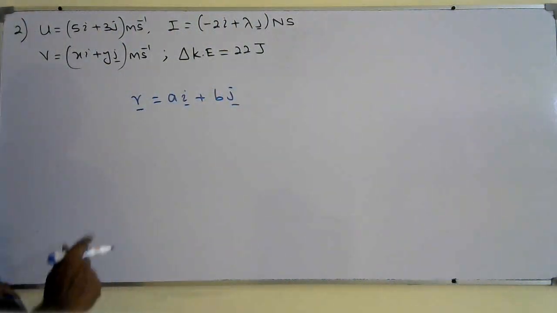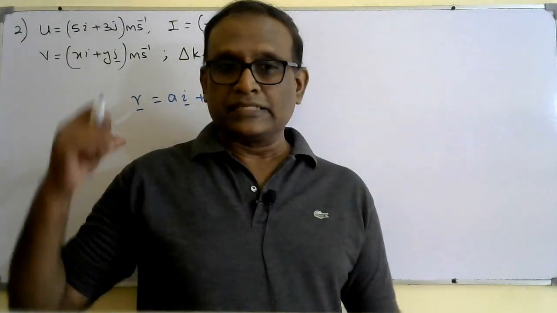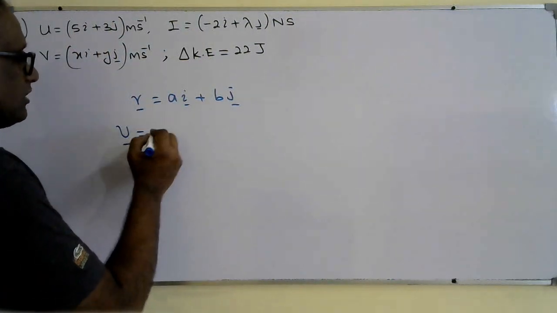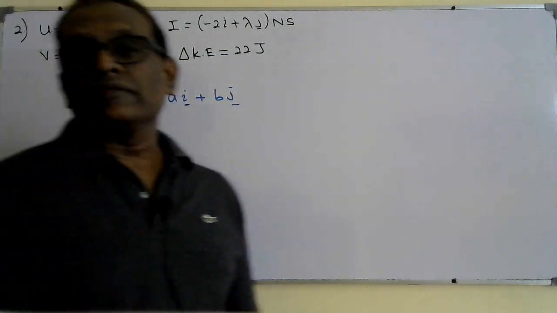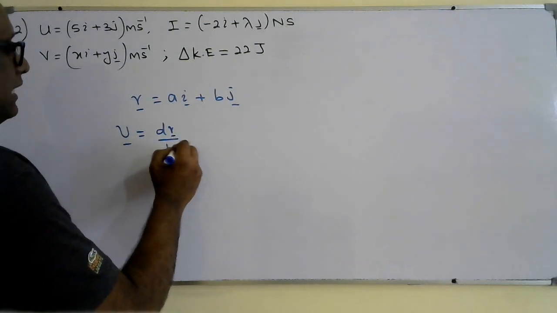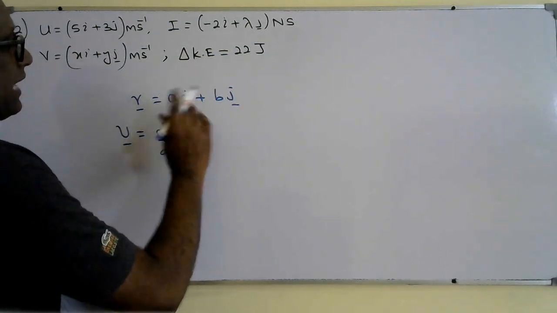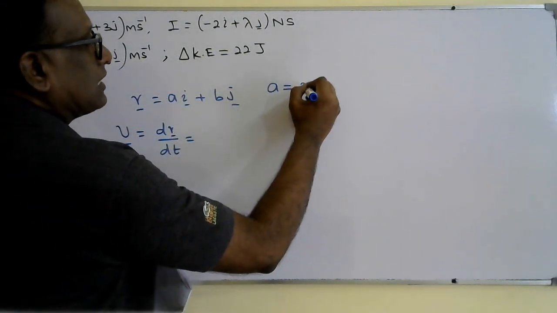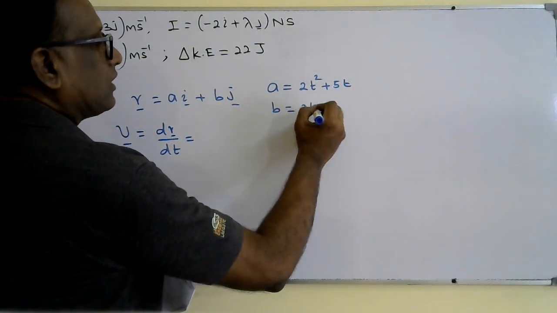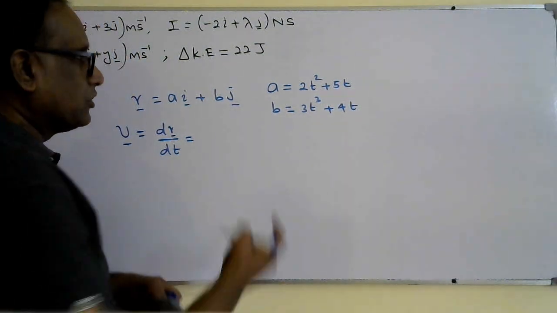So if you want to find the velocity vector of that same particle, this is the position vector given like this. How to find the velocity vector? Differentiate it. Velocity vector is equal to differentiating the position vector with respect to time t. So dr over dt is the velocity vector. Say for example, if a is given as 2t squared plus 5t, b is given as 3t cubed plus 4t, something like that. Okay, so you can differentiate.